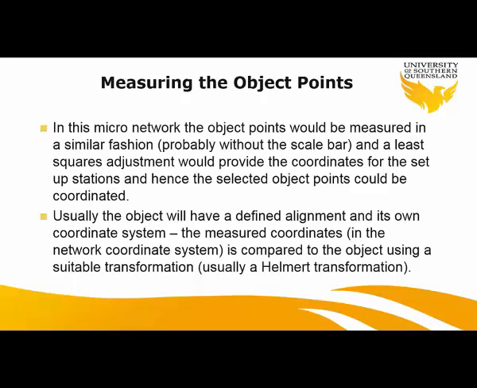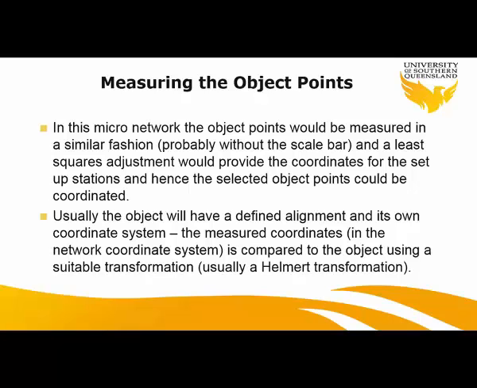The next method is measuring the object points. In this micro network, the object points will be measured in a similar fashion. Probably we don't have the scale bar this time, and we use the least squares adjustment to get the coordinates for the setup stations, which are points A and B, and the selected object points where we put the targets. So we can have the coordinates of them and the setup stations. And if you know the coordinates of the object from the design, you can compare them with the ones you measured from the coordinated network.